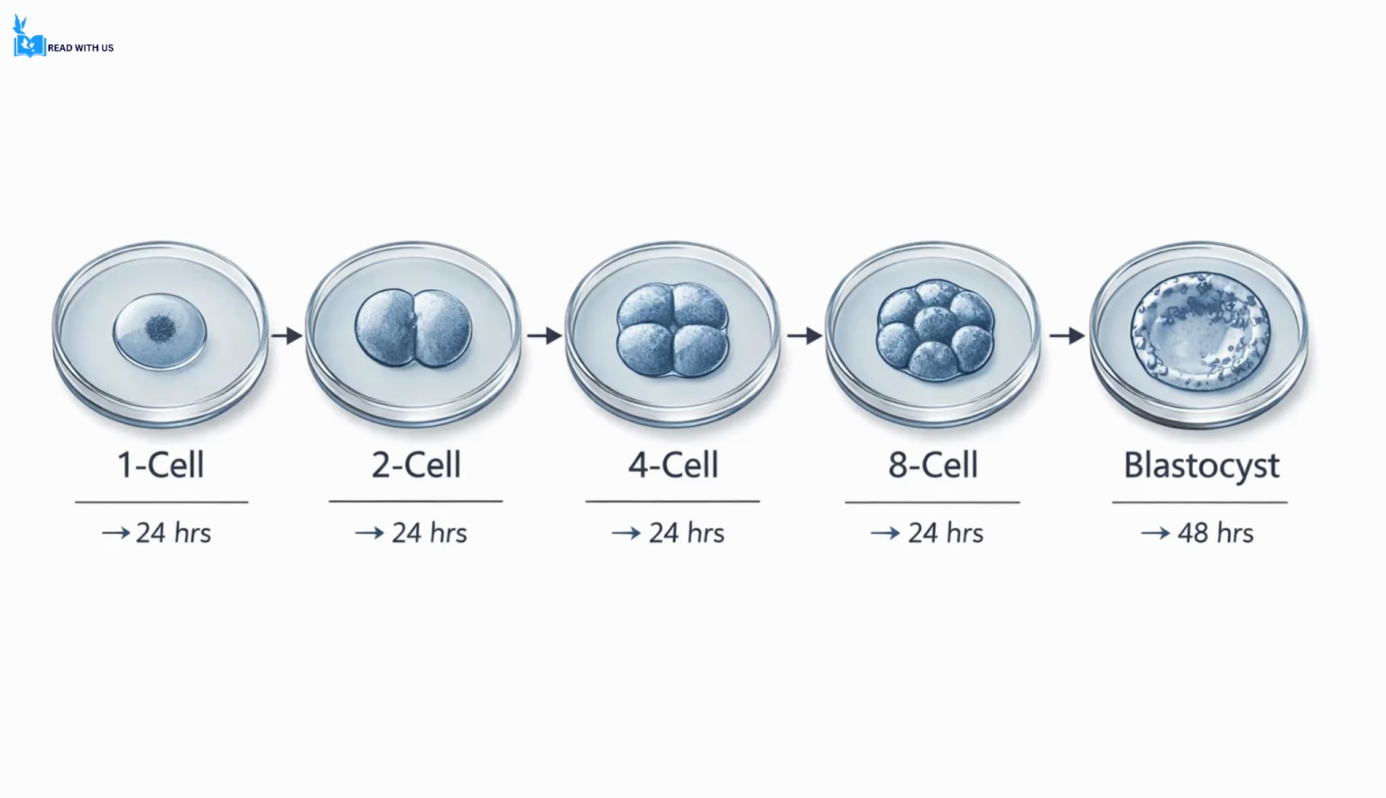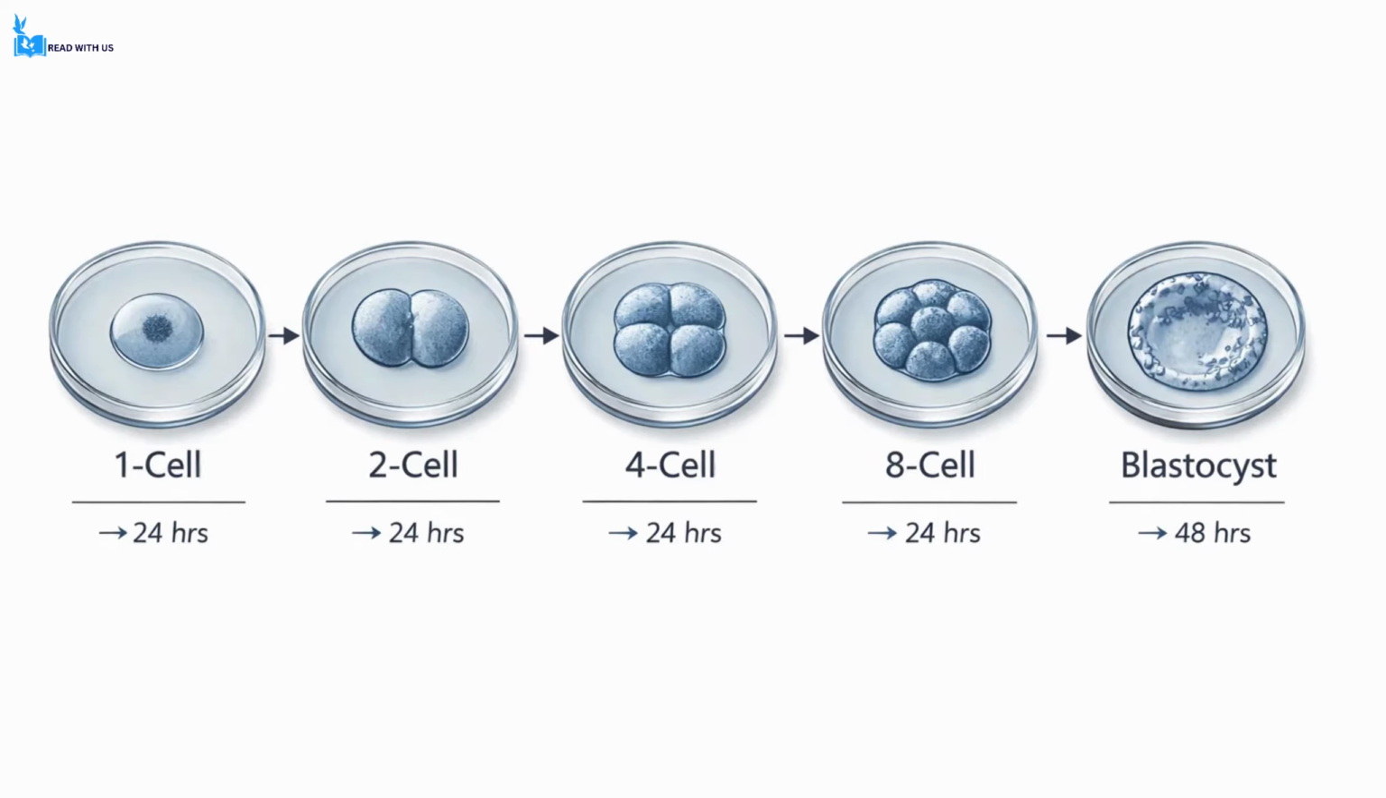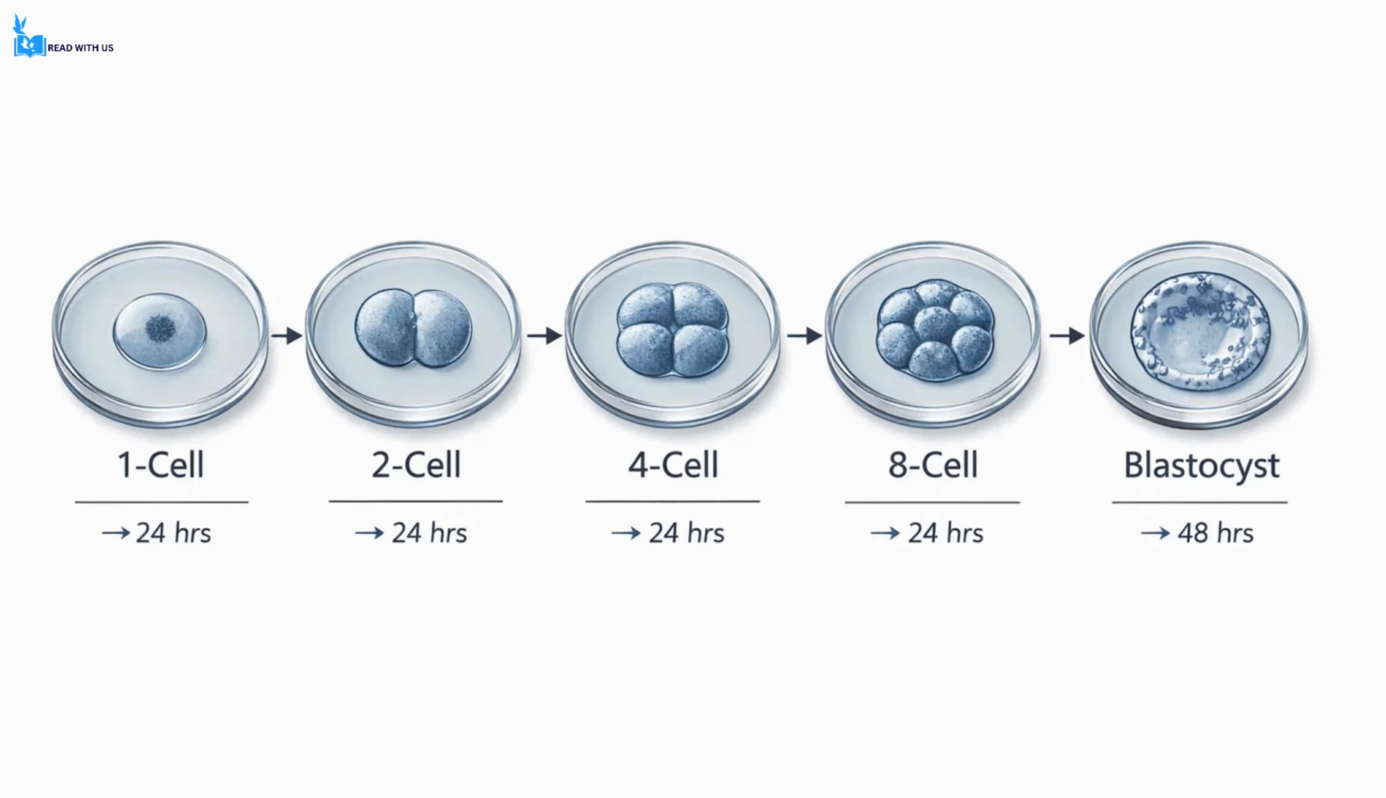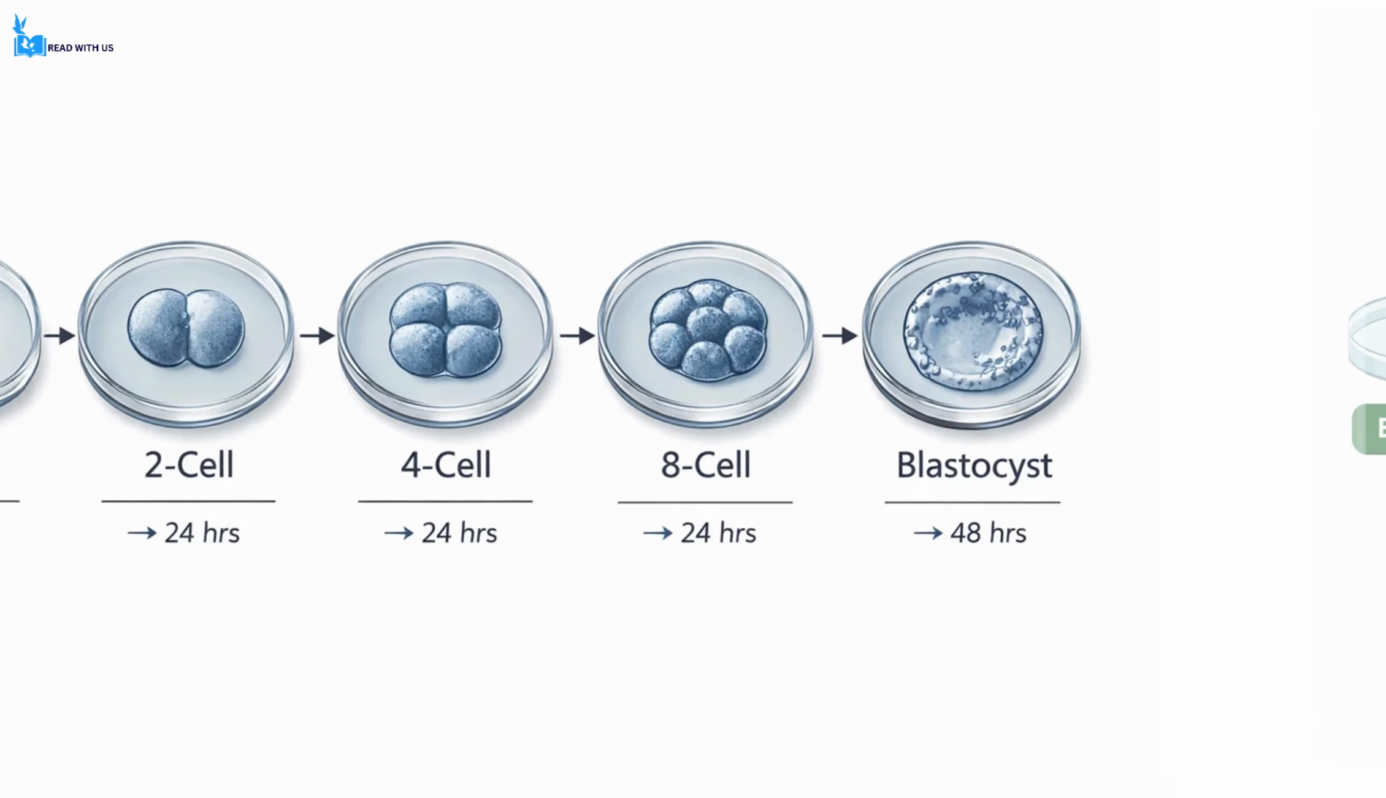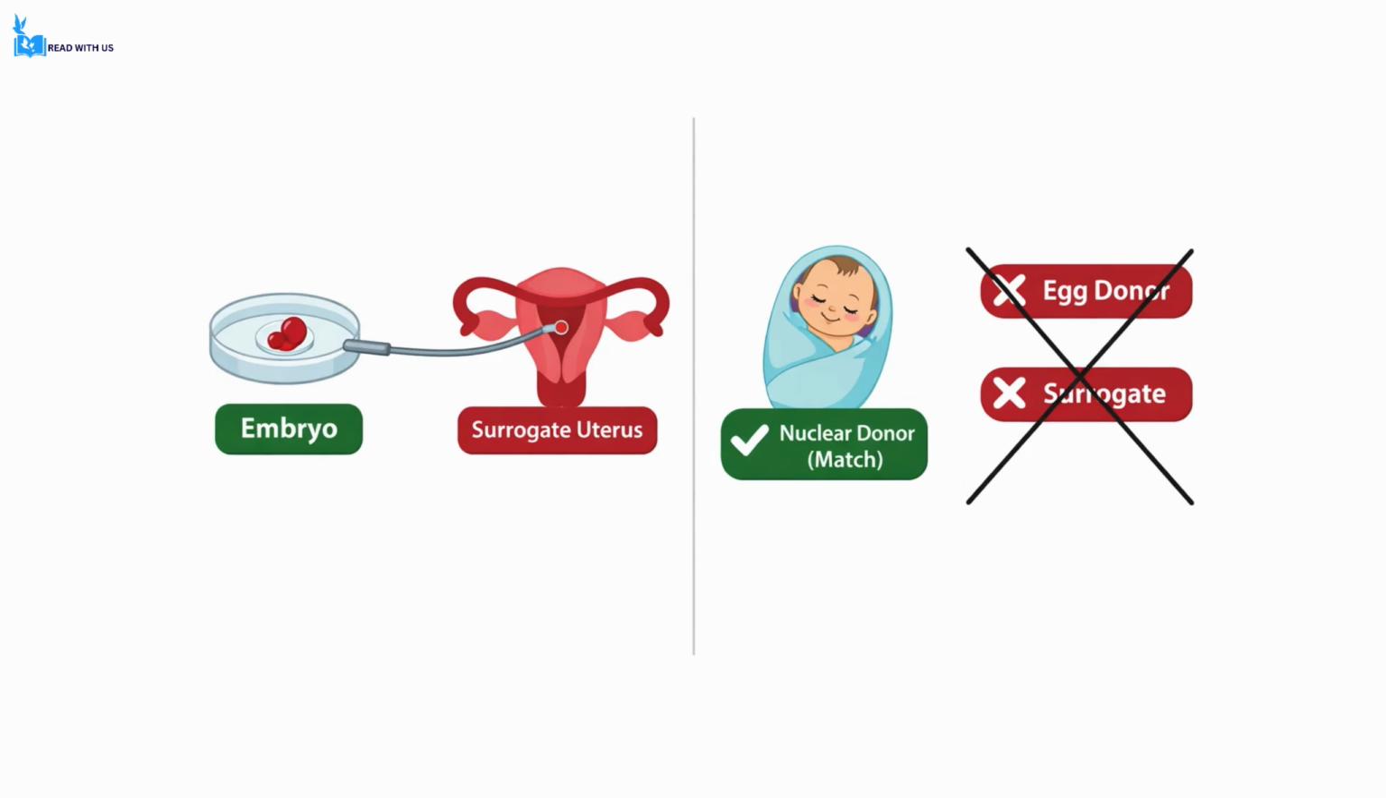Fourth, the activated cell divides in a culture dish until it forms an early embryo such as a blastocyst. Fifth, the embryo is transferred into the uterus of a surrogate mother, and the offspring that develops is genetically identical to the nuclear donor and not identical to the egg donor or the surrogate.